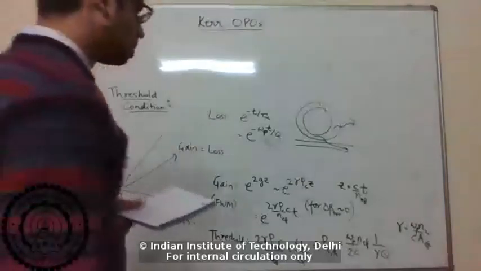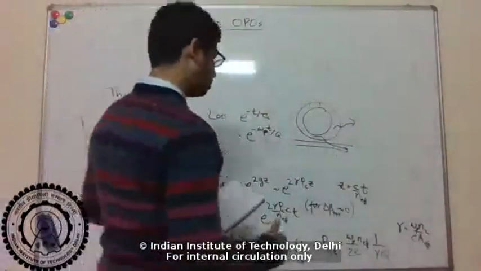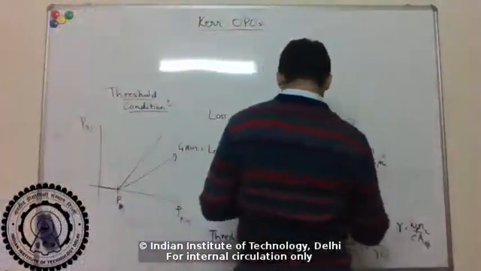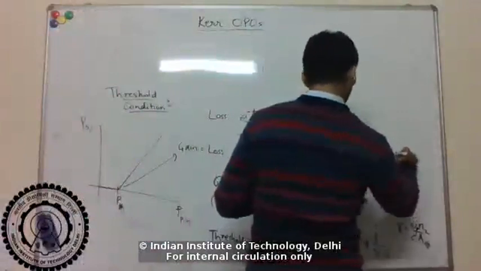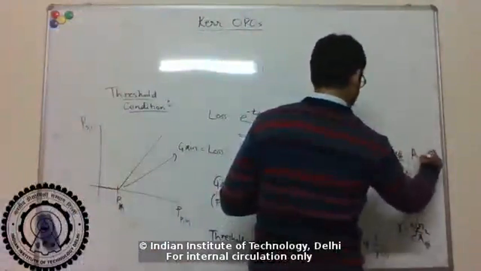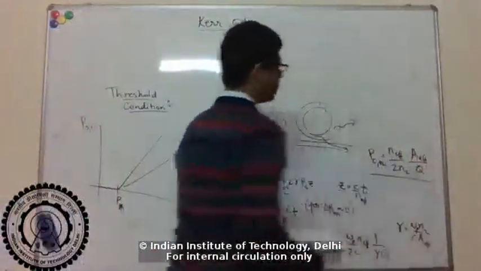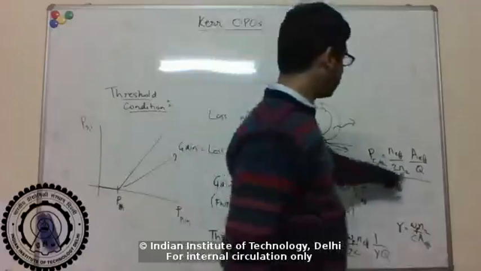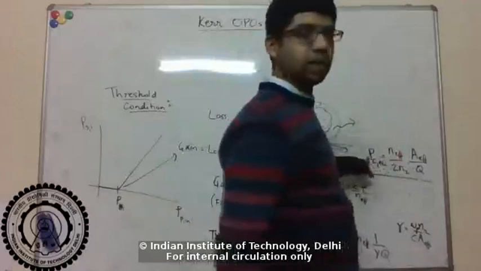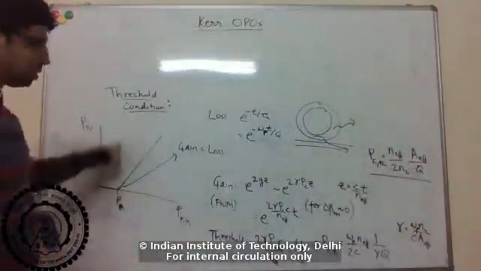So if you put gamma equal to that there, then you get P_c threshold is just n effective by 2 n2 times A effective by Q. So you can see that the threshold is inversely proportional to n2, which is the nonlinearity. So the higher the nonlinearity, the lower the power you need. If the nonlinearity is higher, this threshold will occur at a lower power.